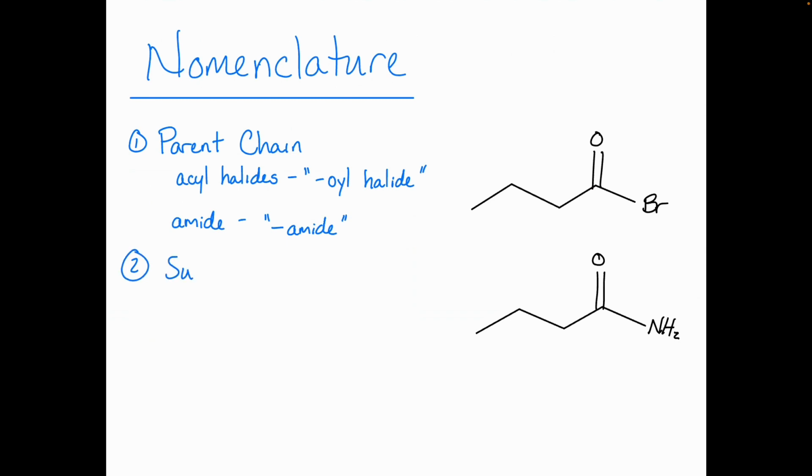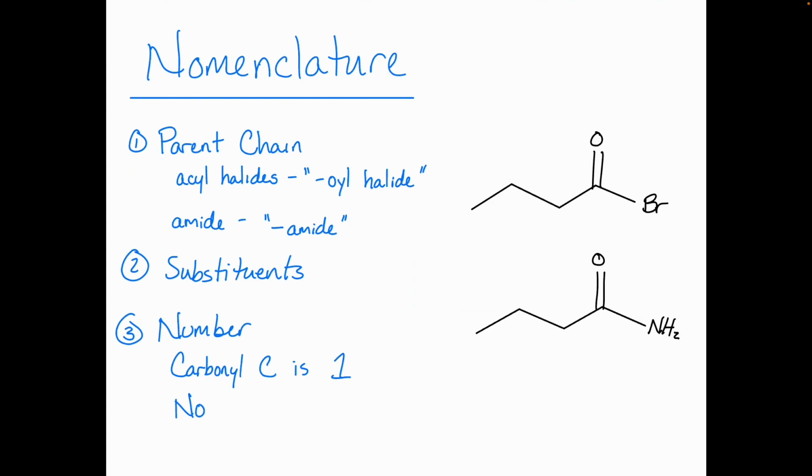We don't have any substituents to worry about. And what about when we number our parent chain? What do we think is going to be carbon number one in both of these structures? The carbonyl carbon, right? Those carboxylic acid derivatives, much like the carboxylic acids, necessarily have these three bonds already, so they can only form one new carbon-carbon bond, which means that they will always be at locant one. So our carbonyl carbon is number one. Are we going to have to include it in the name? No, because it's implied that it's always on carbon one. So no locant in the name.